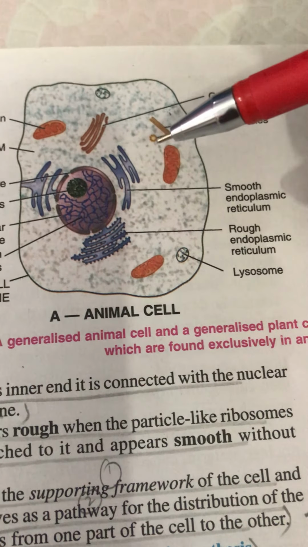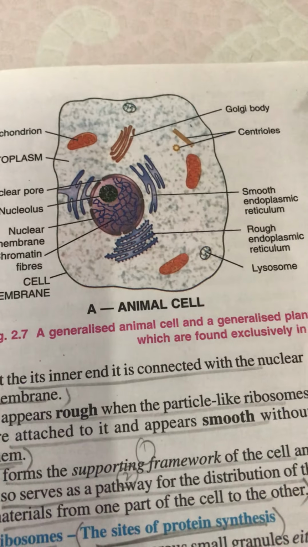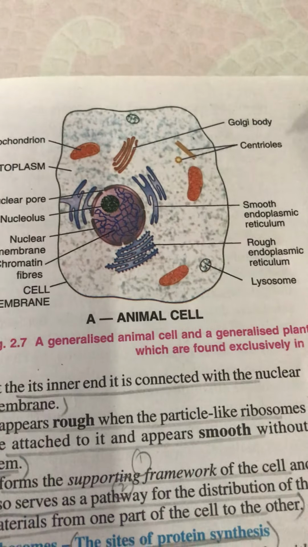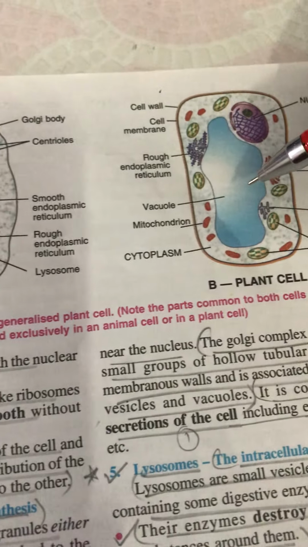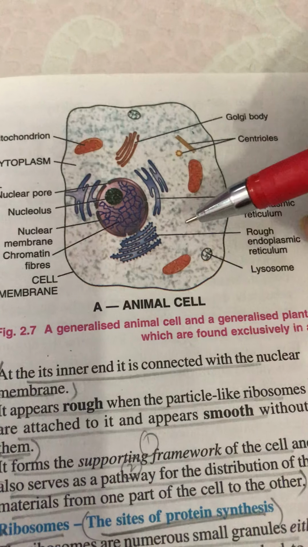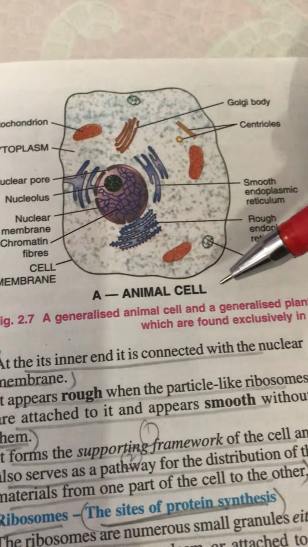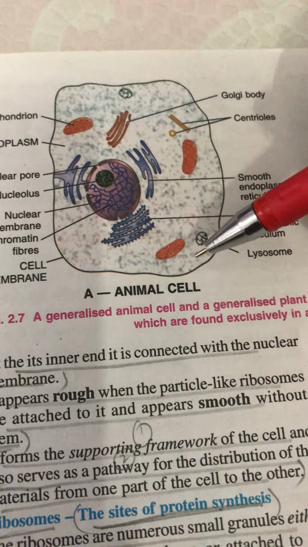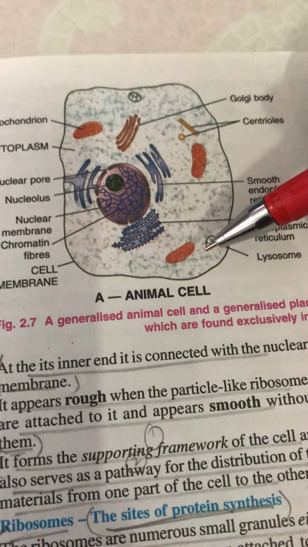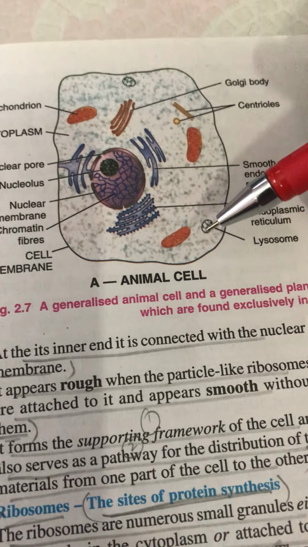There are some non-living parts of the cell also which are called cell inclusions, like the vacuoles or the granules which are present here, the vacuole or any tiny granules present here. They are called cell inclusions. So living parts of the cell are called organelles, and non-living parts of the cell which are temporary in nature, formed as a result of metabolic activities, are called cell inclusions.